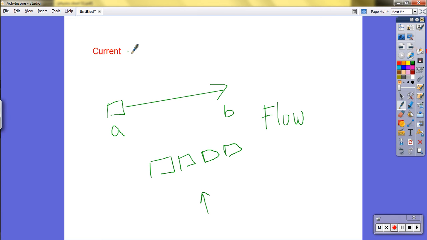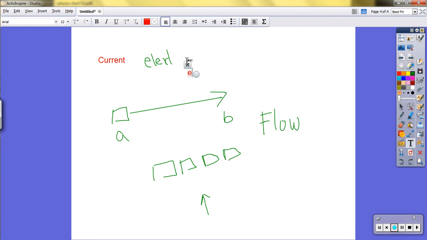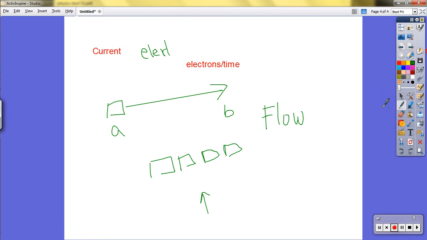Current is an approximation of the amount of electrons that are moving. Why don't I just type it? Electrons. The amount of electrons that are moving. And if we want to figure out how many electrons are going past and how quickly, we just divide that by the time. Now we know when it comes to electricity that electrons are telling us our charge, because the electrons are what carry the charge. So your formula for current is charge over time.